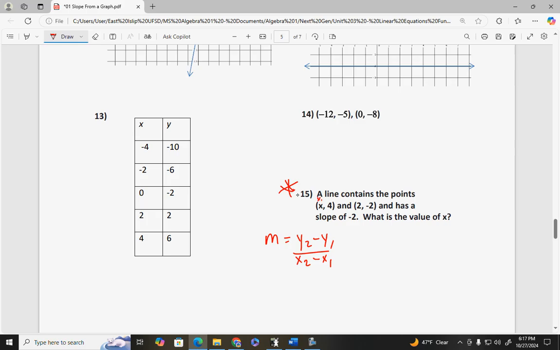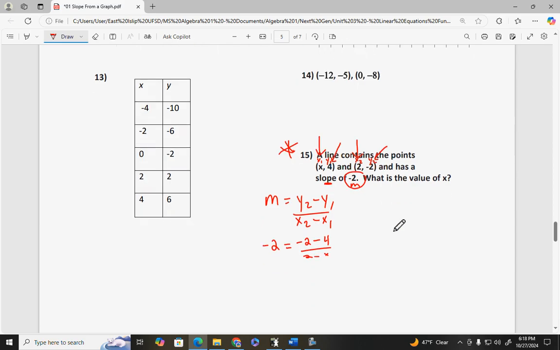So let's call this x1 and y1. Let's call this x2 and y2. And your slope, remember the letter we can use is an m. So in place of m, I'll put this negative 2. In place of y2, I'll put that negative 2. In place of y1, I'll put that 4. In place of x2, I'll put that 2. And in place of x1, I'll put that x.